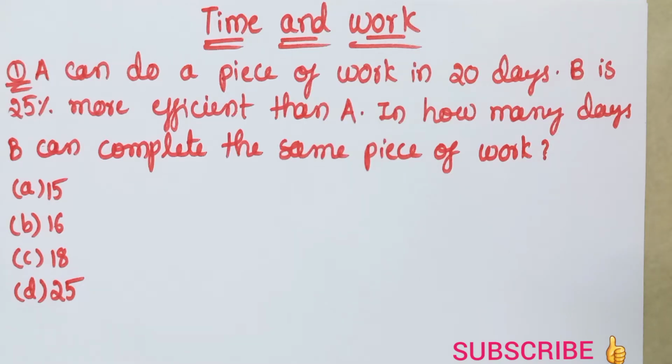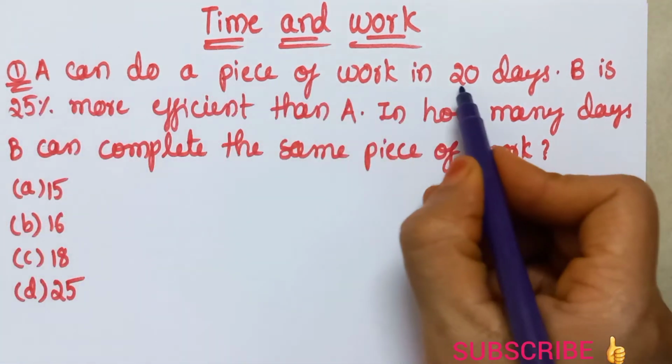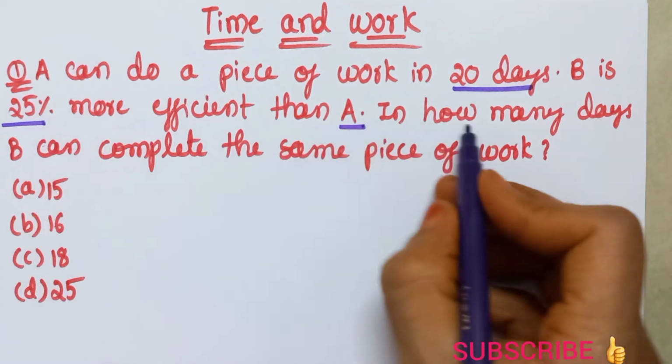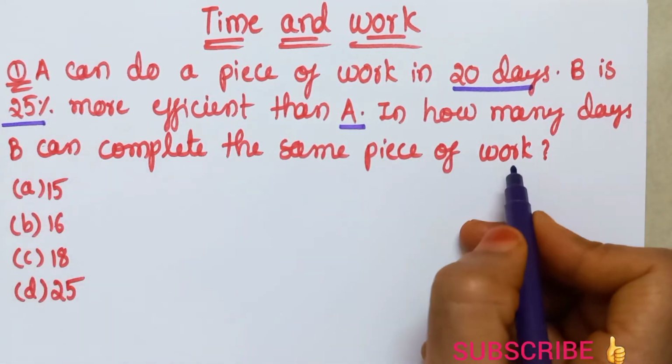Today I would like to continue with my previous session, that is about the time and work problems. Let us quickly enter into the examples now. The first one is: A can do a piece of work in 20 days and B is 25% more efficient than A. In how many days can B complete the same piece of work?